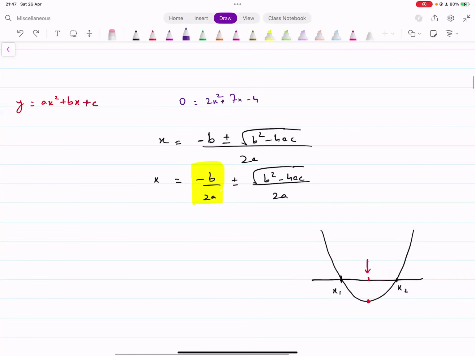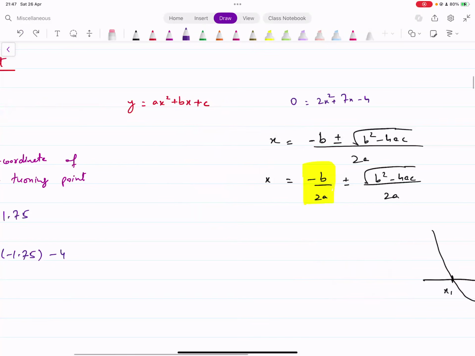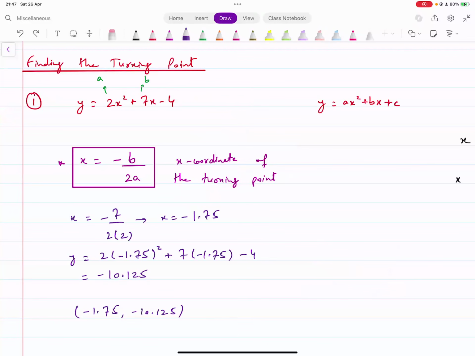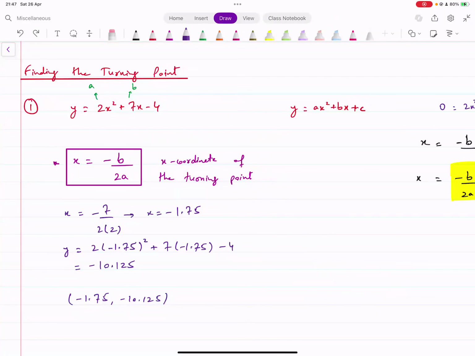That's actually where this comes from. That's the x coordinate of the turning point of a quadratic function, right? That's the quickest way of finding this, apart from differentiation. That also works in a similar way, in the same number of steps. That's how you can do that.